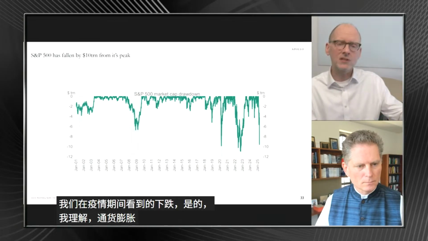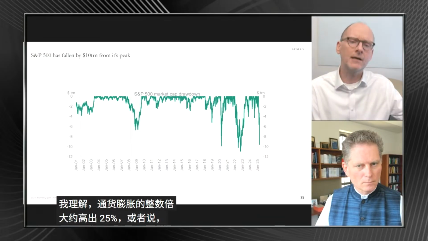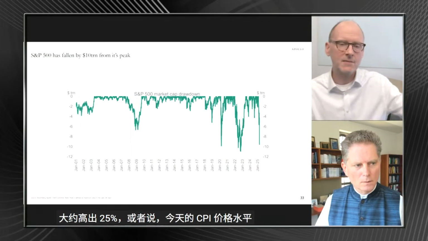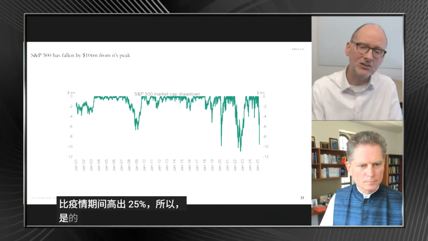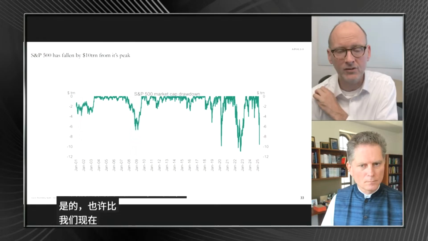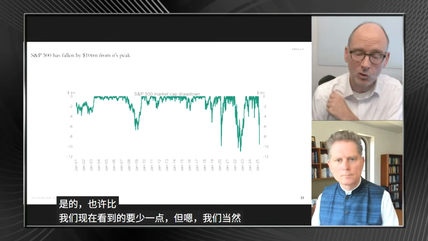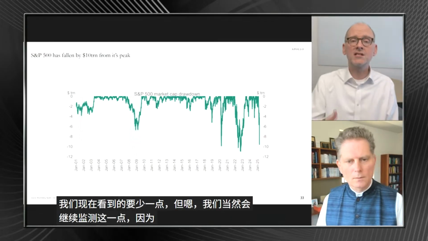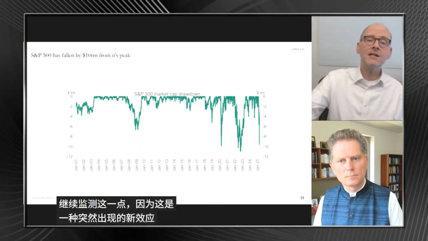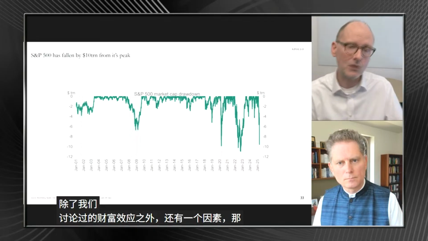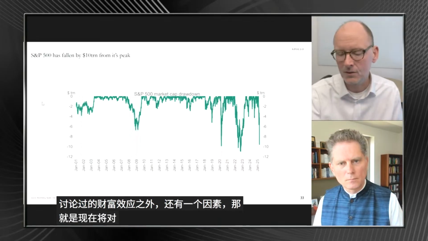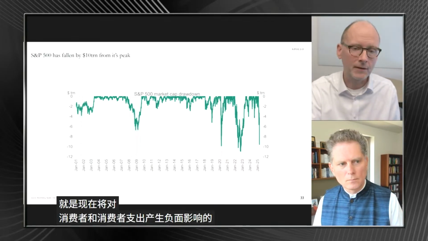Yes, I understand inflation in round numbers is about 25% higher, or the price level of things in CPI is about 25% higher today than what it was during COVID. So yes, maybe it is a little bit less than what we have here, but let's of course continue to monitor this, because this is a new effect that suddenly comes in addition to everything else we've talked about in terms of the wealth effect that is now going to negatively impact consumers and consumer spending.